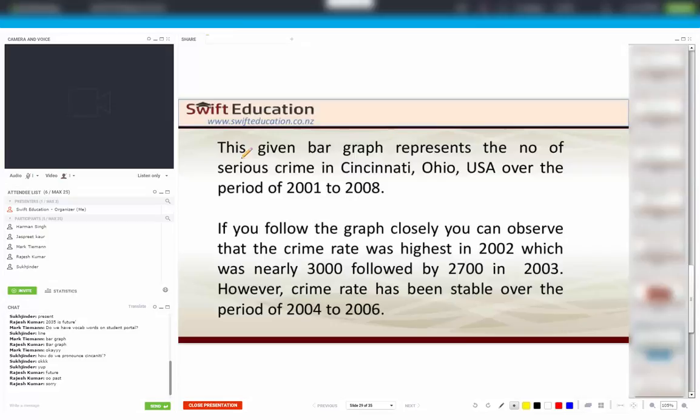First of all, the introduction is: this given bar graph represents the number of serious crimes in Cincinnati, Ohio, USA over the period of 2001 to 2008. So that's relatively easy, isn't it? You just have to copy the introduction from the graph, whatever's already mentioned, right?